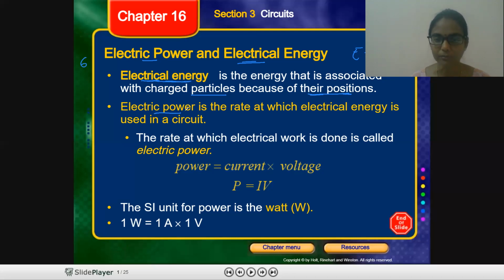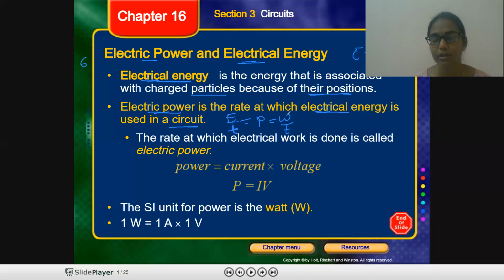Electrical power. How are we going to define it? Electrical power is the rate at which electrical energy is used in a circuit. Okay, how much electrical energy is used in a given time, that is nothing but electrical power. The rate means always we take 1 by T. So E by T is nothing but the power, or else we can write work done by time taken.